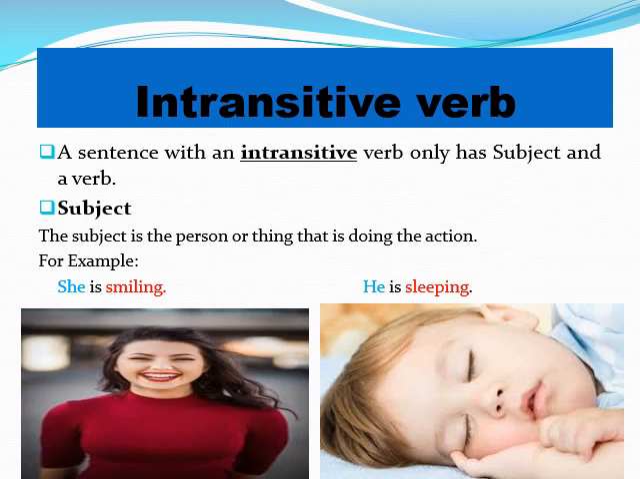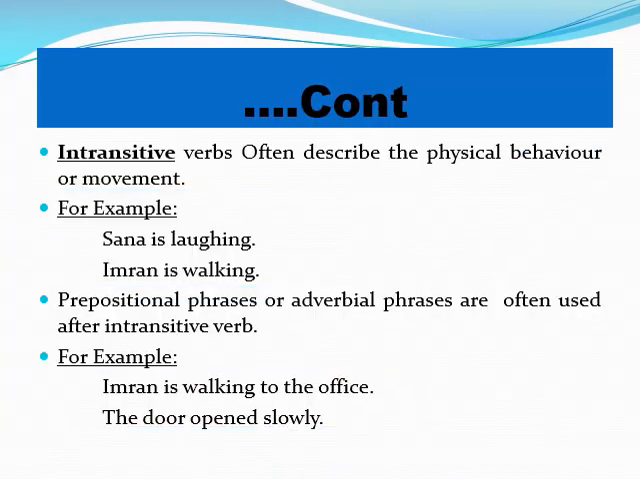Let's have another example. He is sleeping. He is a person doing the action and the action is sleeping. So here the verb sleeping is an intransitive verb. Intransitive verbs often describe physical behavior or movement. For example, Sana is laughing. Imran is walking. So there is another key feature of intransitive verbs.